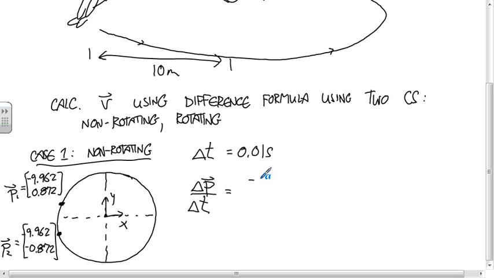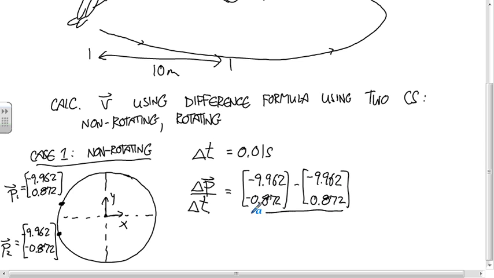So we get the vector negative 9.962, negative 0.872, minus the vector negative 9.962, this time the y, so for position 1, the y component is positive 0.872. The elapsed time is 0.01 seconds. And so we get a vector of, remember this is just an approximation, 0, negative 174.4 meters per second.